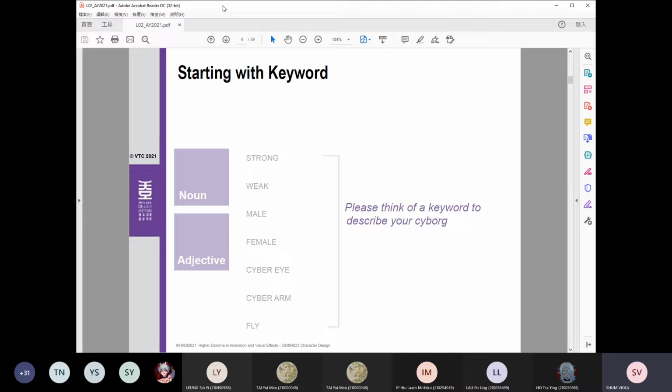For example, strong. Maybe you're going to design a character which is very strong. How do you present a strong image? Maybe I will use square shapes, make my character with very big arms, very big shoulders, very big feet, so that it represents very strong. You can look at a lot of research, at robots that show you a very strong impression. Study what those robots look like, and then start sketching your idea.